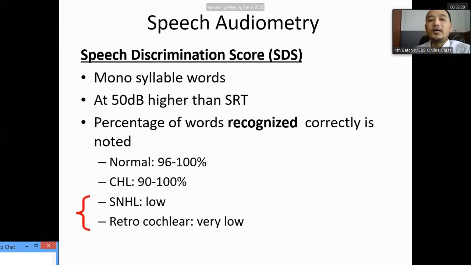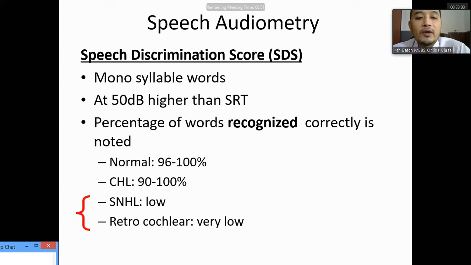Now, another thing in speech audiometry is the speech discrimination score, SDS. Monosyllable words are given as a stimulus to the patient's ear, at a higher intensity, 50 decibels higher than the speech reception threshold, so the patient can clearly hear the sound. And we calculate the percentage of the words the patient correctly recognizes. In a normal patient, the speech discrimination score is 96 to 100%. He can correctly recognize those words given at 50 decibels higher than the speech reception threshold.